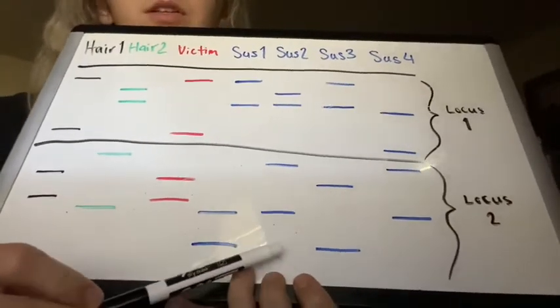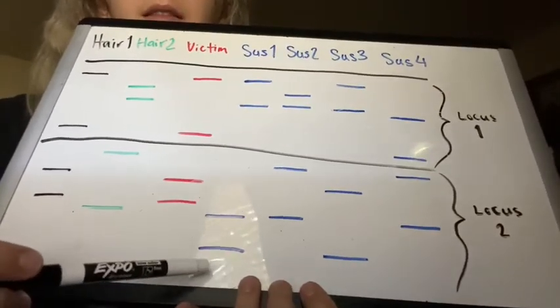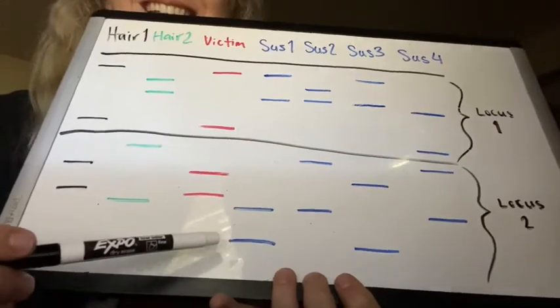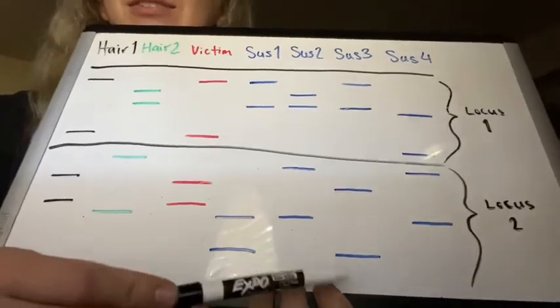And for locus 2, you can see that suspect 1 would have to give this allele to suspect 3.